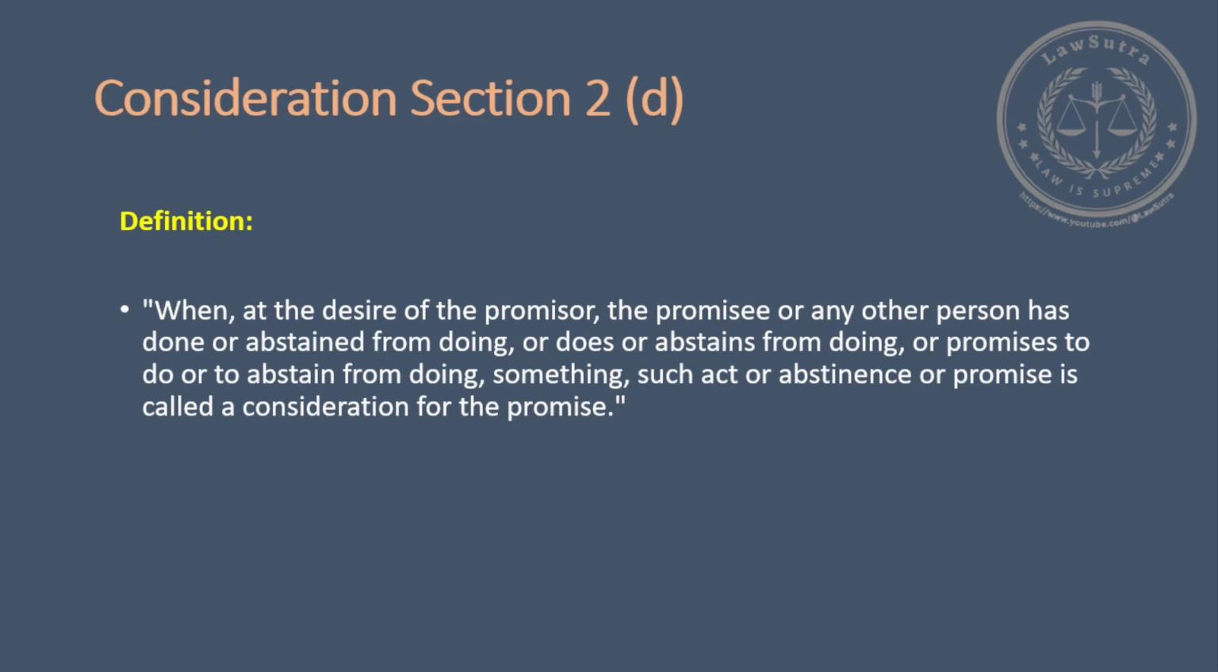Next one is consideration, Section 2(d). Definition of consideration: when, at the desire of the promisor, the promisee or any other person has done or abstained from doing, or does or abstains from doing, or promises to do or to abstain from doing something, such act or abstinence or promise is called a consideration for the promise.